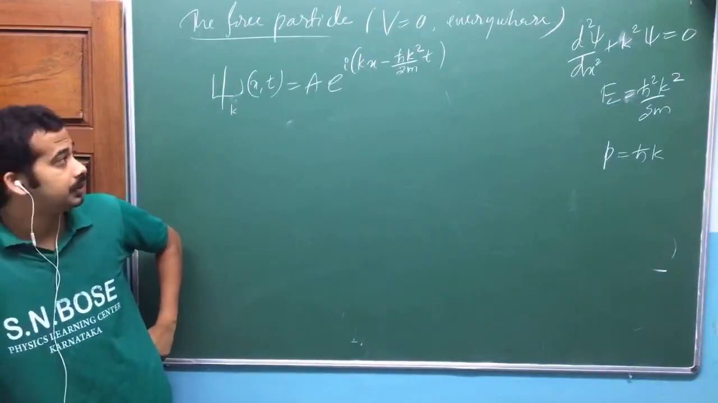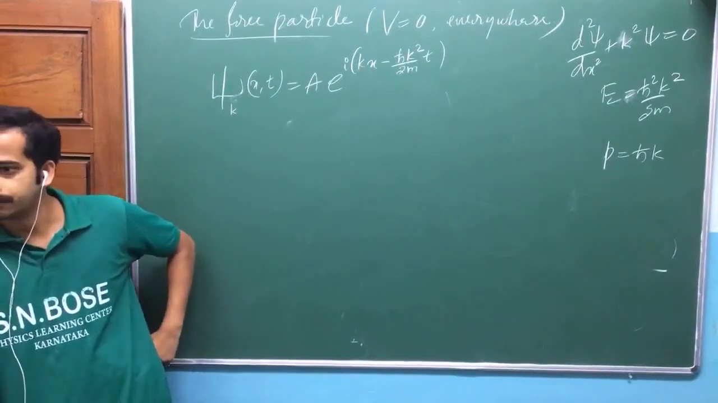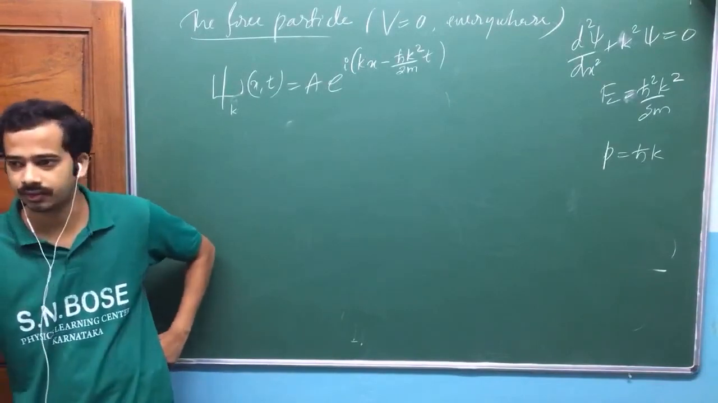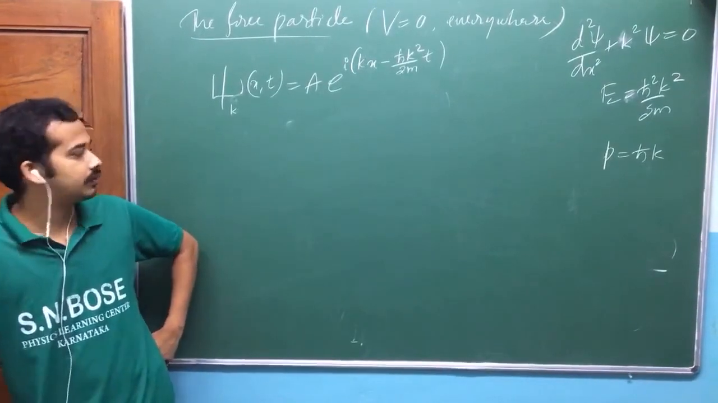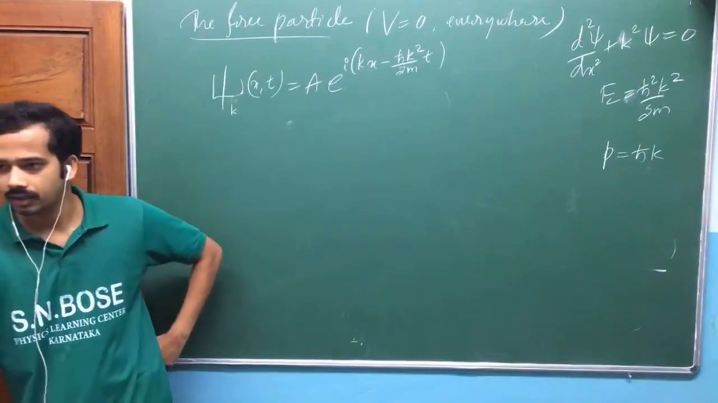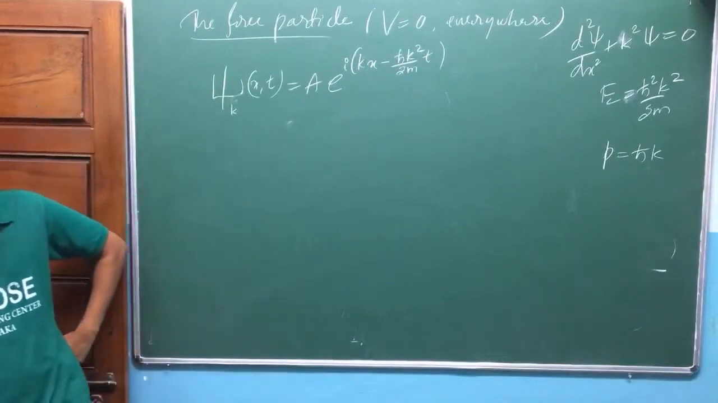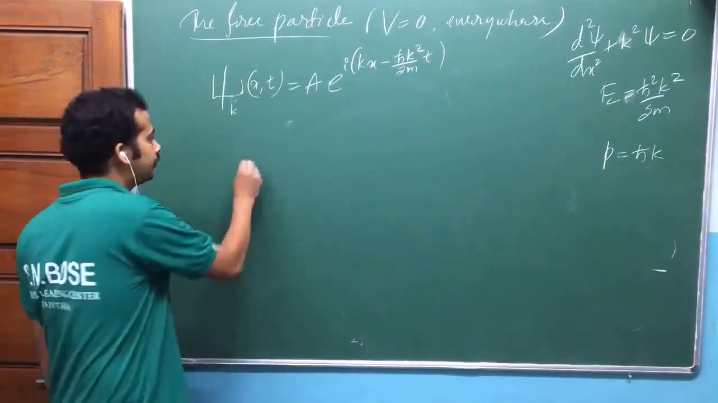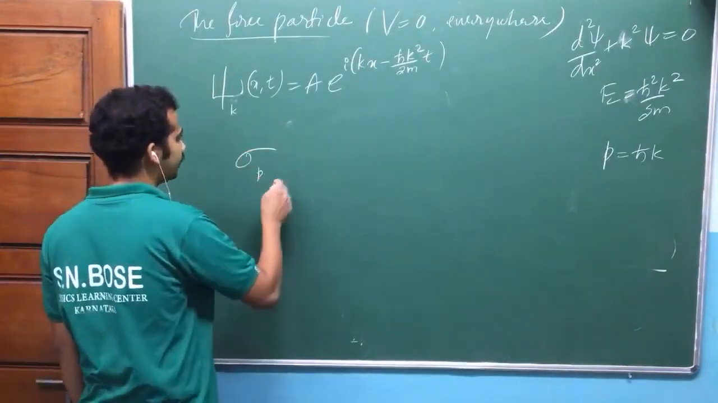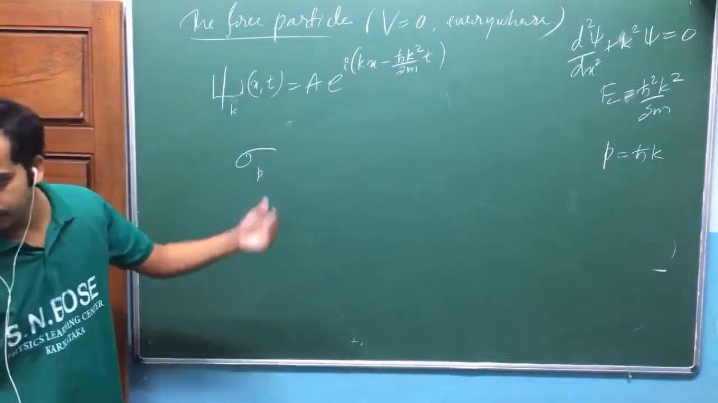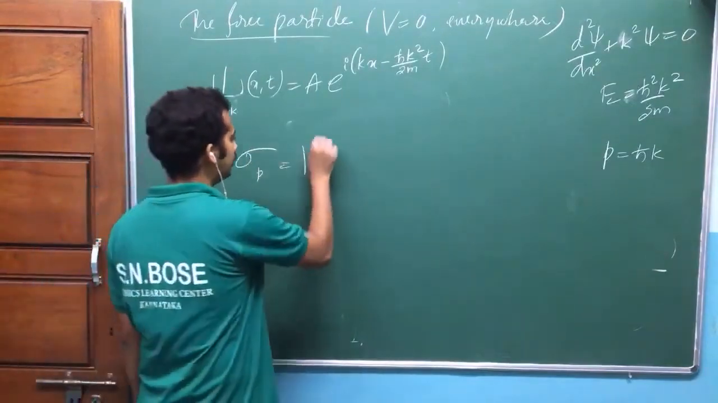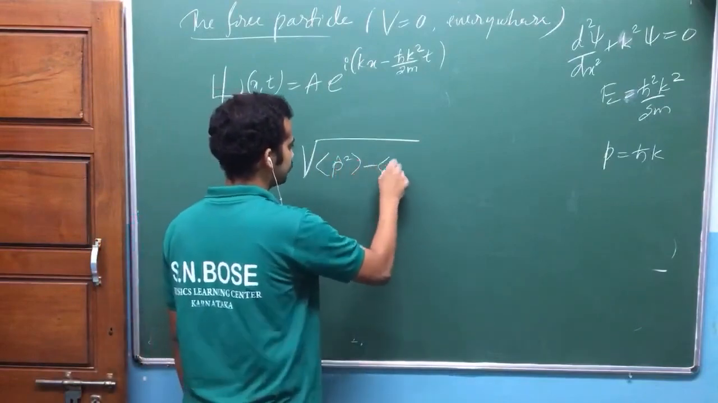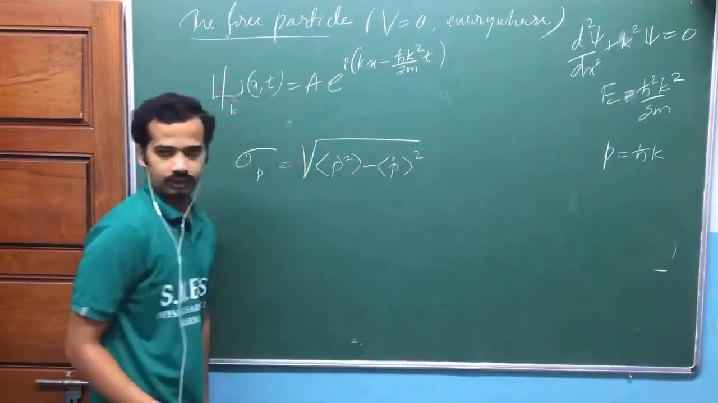The problem is it's a state of definite momentum. Uncertainty will not allow us to have such a state actually. If this is the state of definite momentum, what would be the uncertainty in the position? That will be infinity. Okay? If you find sigma p in this situation, find sigma p. What is this one? Root of whole square. Is that okay?